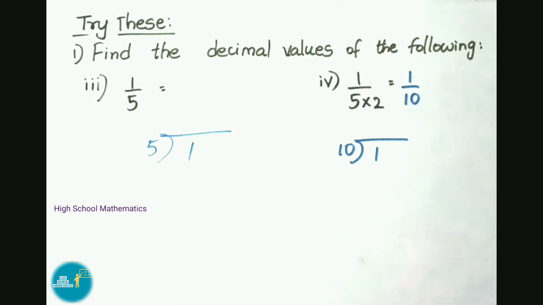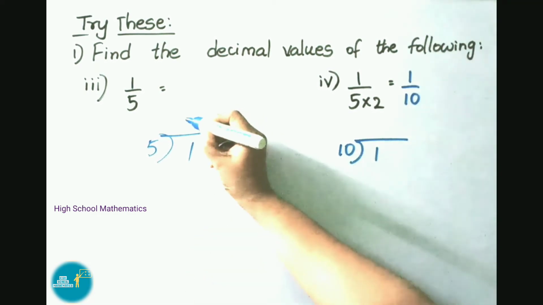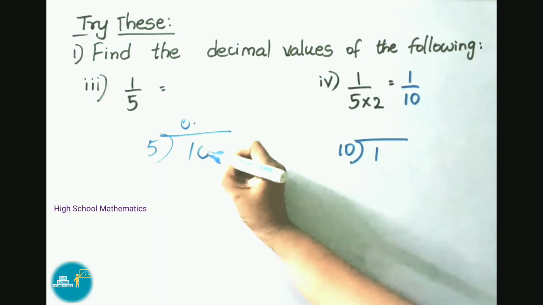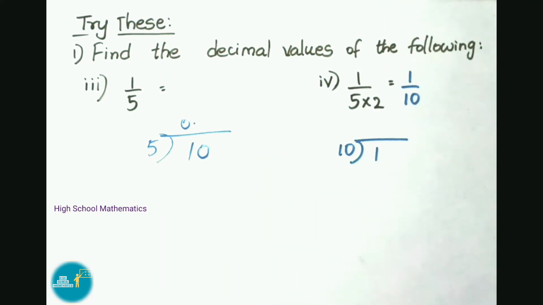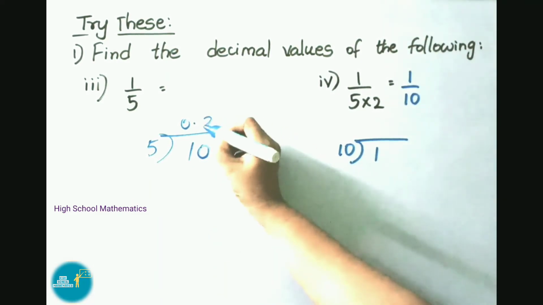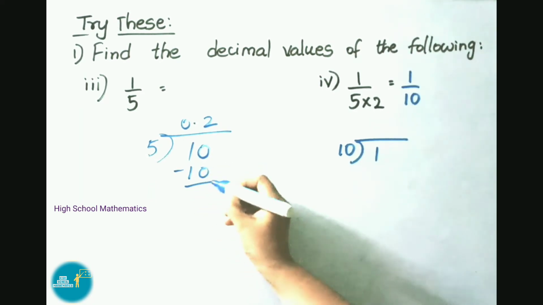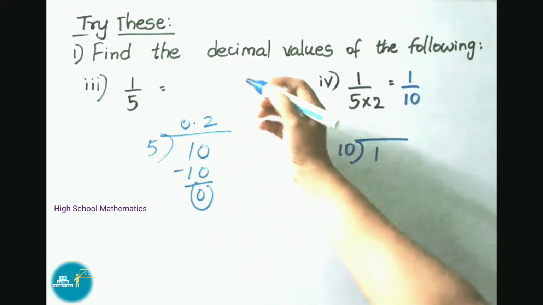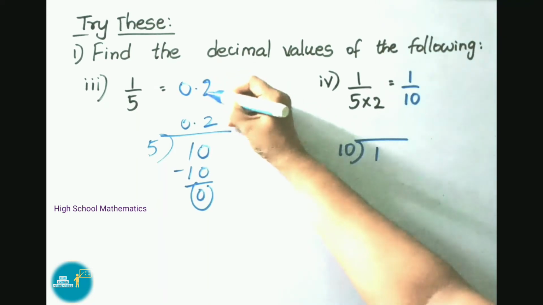See now third sum, 1 by 5. That means we have to divide 1 by 5. 1 is less than 5. So add 0 point in the quotient and add a 0 here. Now the number is 10. 5 table, 2 times 10. So 10 minus 10 we get a remainder 0. So 1 by 5 is equal to 0.2.